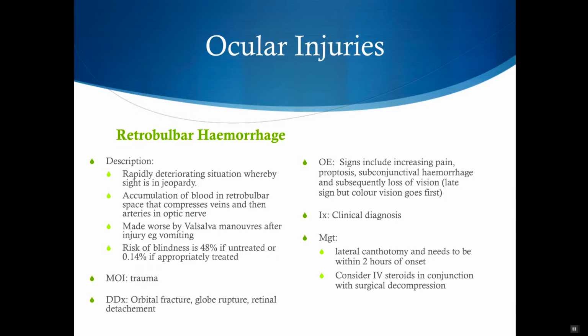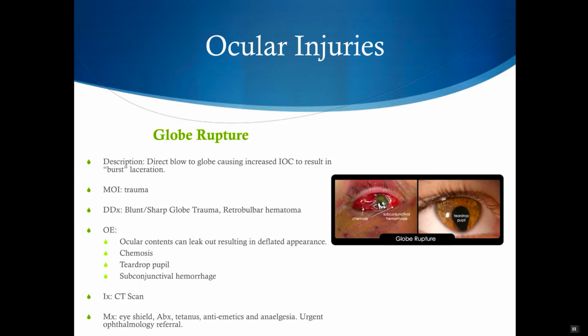These patients tend to have increasing pain. The eye will be protruding forward, or there will be proptosis present. There's some subconjunctival hemorrhage. And then they may in fact start to lose vision, which is a later sign, including color. It's a clinical diagnosis, so that increasing pain and the proptosis should lead you to trying to get that player transferred to the emergency department by paramedics as soon as possible. We need a lateral canthotomy to relieve the pressure, and that typically needs to be done within 2 hours of onset. Can also consider using IV steroids along with that surgical decompression.